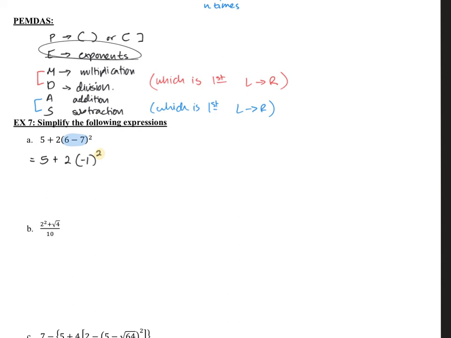Okay, so negative 1 squared is going to be negative 1 times negative 1, which is 1. 5 plus 2 times 1. Next, after exponents, is multiplication or division. Well, I see a multiplication right here, 2 times 1, so that's the next thing we're going to do. 2 times 1 is 2. Okay, let's continue our work over here. And then 5 plus 2 is 7. And we are done.